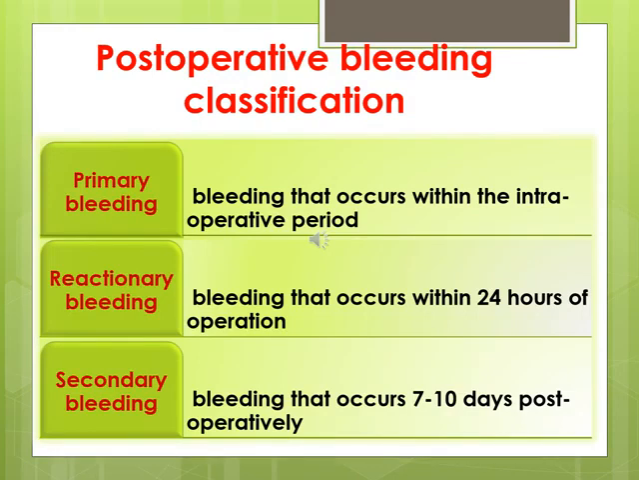What are the post-operative bleeding classifications? We can divide it into primary bleeding, reactionary bleeding, and secondary bleeding. Primary bleeding means bleeding that occurs within the intraoperative period. Reactionary bleeding means bleeding that occurs within the first 24 hours of operation. Secondary bleeding means bleeding that occurs within 7 to 10 days post-operatively.